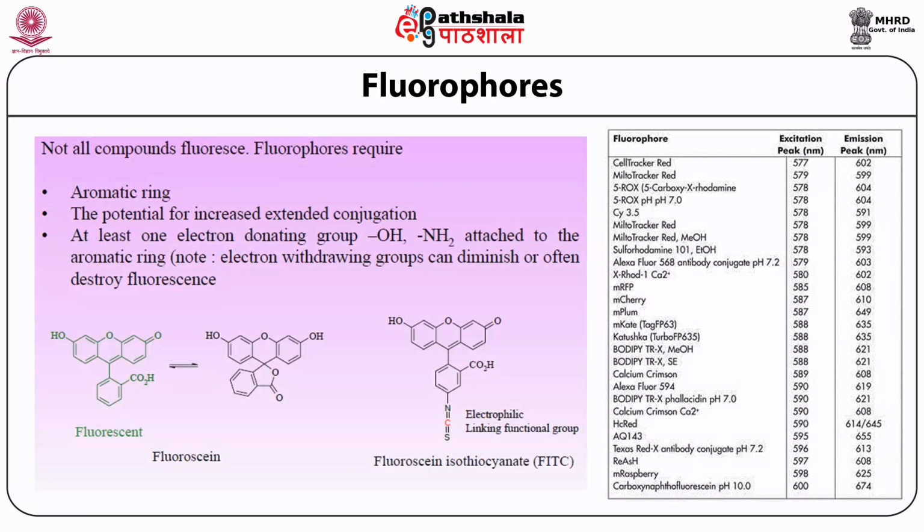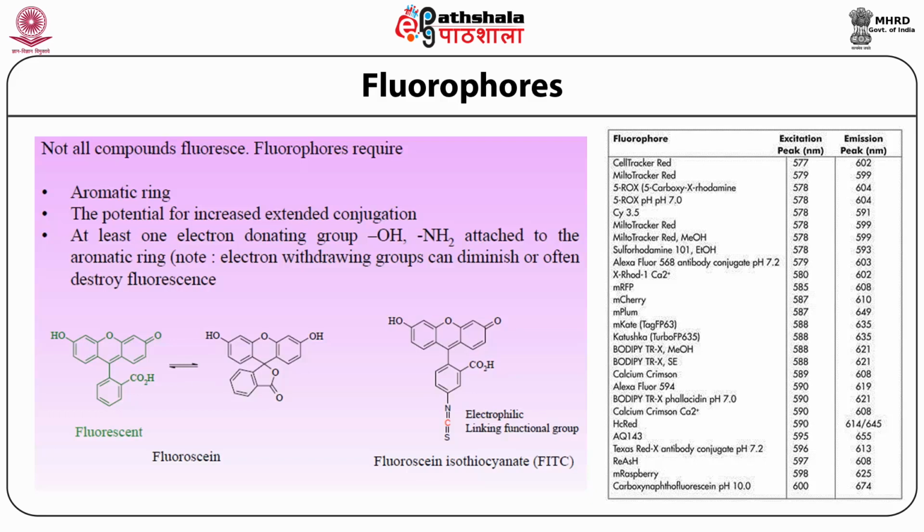We discuss the different types of fluorophores that are used. So these are the extrinsic fluorophores, which have an aromatic ring with potential for increased extended conjugation, and at least one electron donating group such as OH or NH2 attached to the aromatic ring.